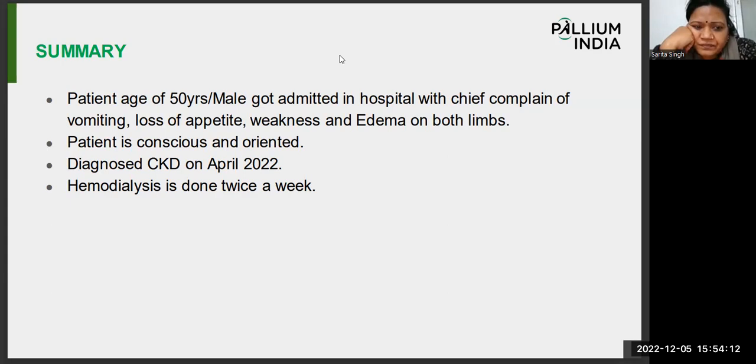And spiritual support: listen to the patient and their family, and encourage them. And of course there is a fear of death, so you have to listen to the patient and counsel psychologically and spiritually.